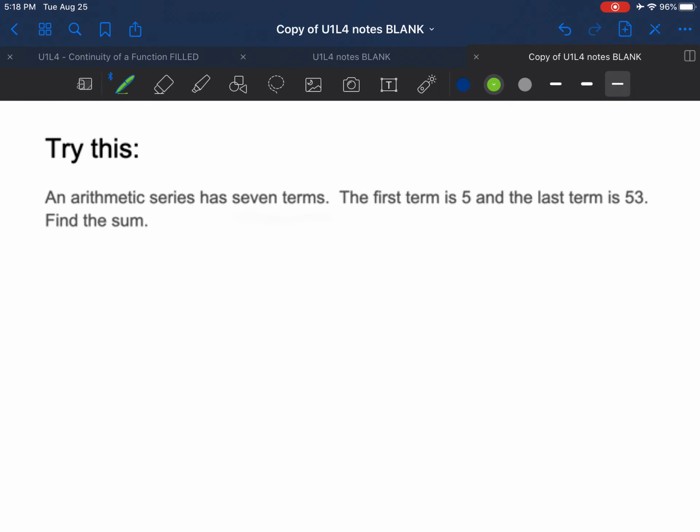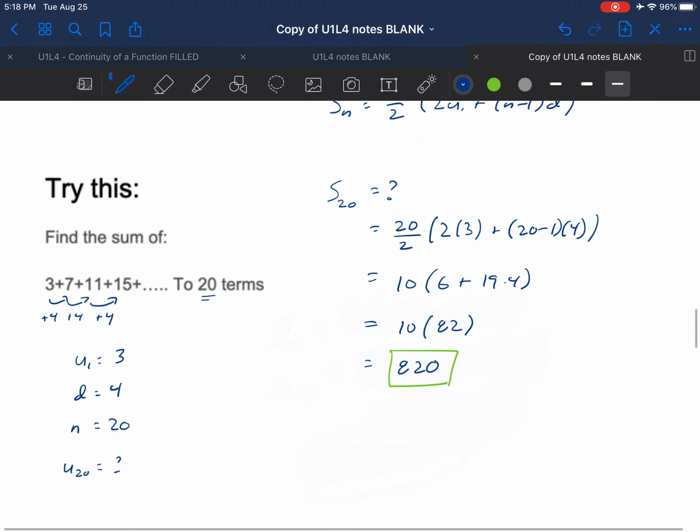Okay, another one. An arithmetic series has 7 terms. So just from reading that, we know that n is 7. The number of terms is 7. The first term is 5, so that means that u sub 1 is 5. The last term is 53. Well, that means that u sub 7, because we know we have 7 terms, is 53. Find the sum. Here we want to find the sum of the first 7 terms of the arithmetic sequence.